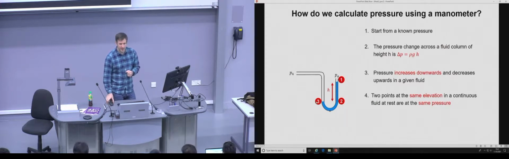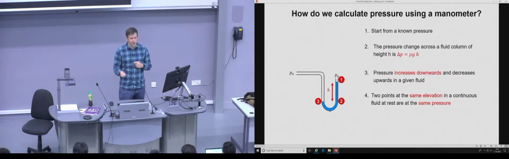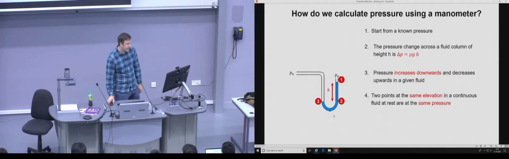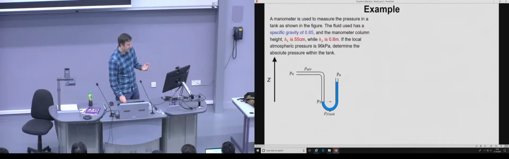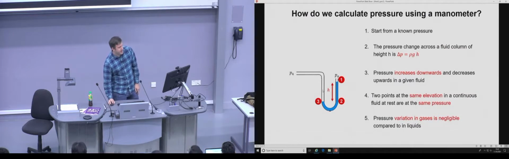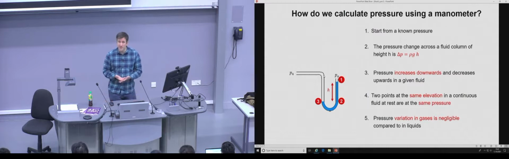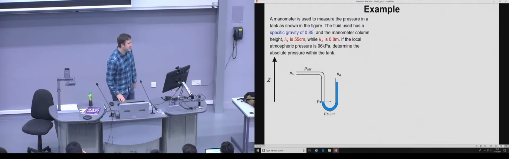Now, if the question is, what's the pressure difference between point 1 and point 4, or atmospheric and point 4? And we know that this is a liquid and this is air. Pretty much you could stop there, right? Because there is going to be a reduction in pressure as you move vertically upwards through the air, but it's going to be very small. Okay? Because the pressure variation in gases is negligible compared to variation in liquid. And we illustrate this with an example here.